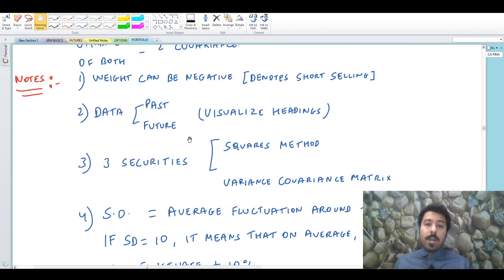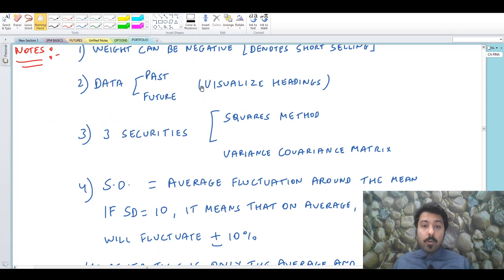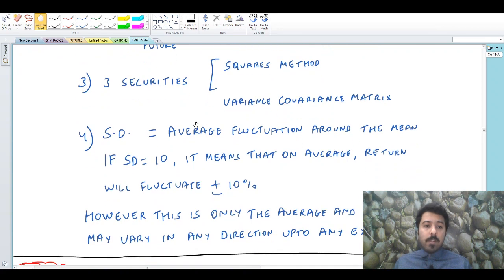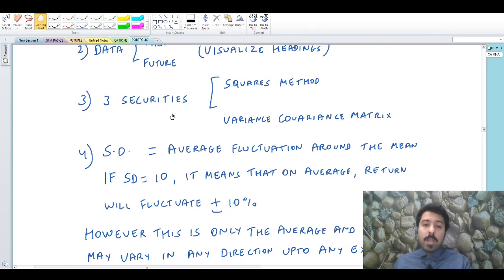In case of future data, you will have P, X, Y, Px, Py, P into X minus X bar square, P into Y minus Y bar square, P into X minus X bar into Y minus Y bar. Covariance, remember the formula, right? So we aren't going to learn them, we are going to visualize them. Our concepts are clear, we'll be able to solve anything, right? Believe in yourself. All these questions were for two securities.